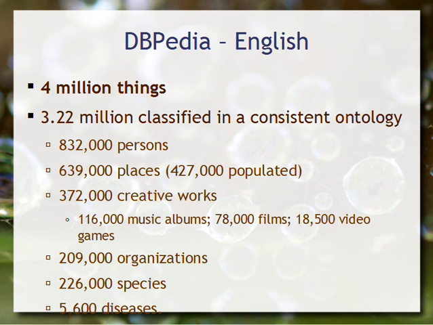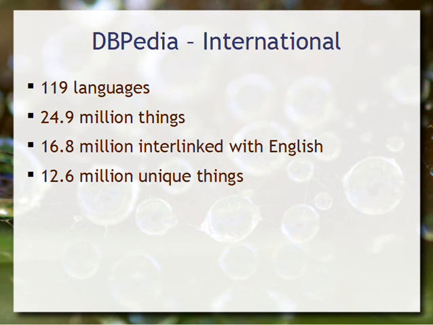So how much do they have? Okay? In the last statistics I read on the page, they have 4 million things, 3.2 million classified in a consistent ontology. So it's not just nodes without anything. They are classified, okay? You have, for example, persons, places, creative works, organizations, specimens. So you have access to a huge knowledge base. And you have several languages, and they are interlinked with English, okay? So they have really, for example, these automatic translators like Google Translate, they use these links between several languages to get the translations, okay?